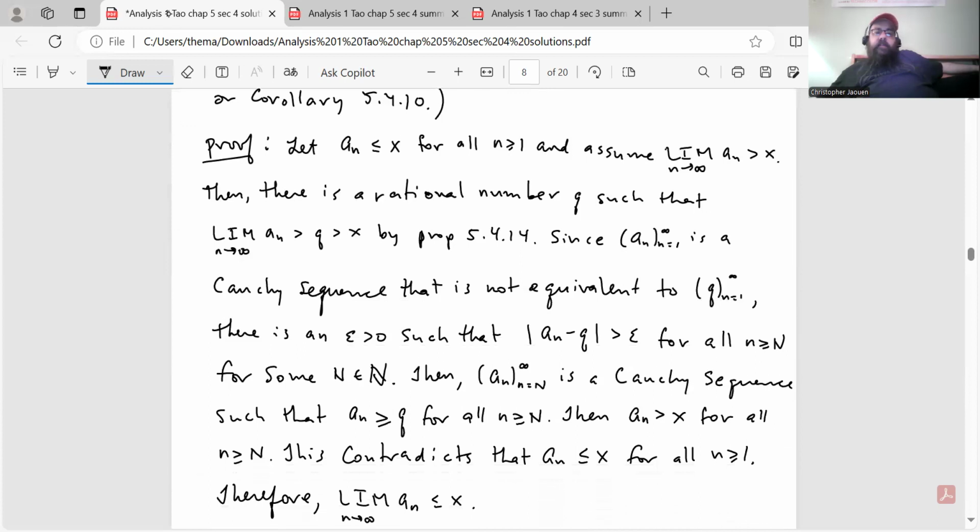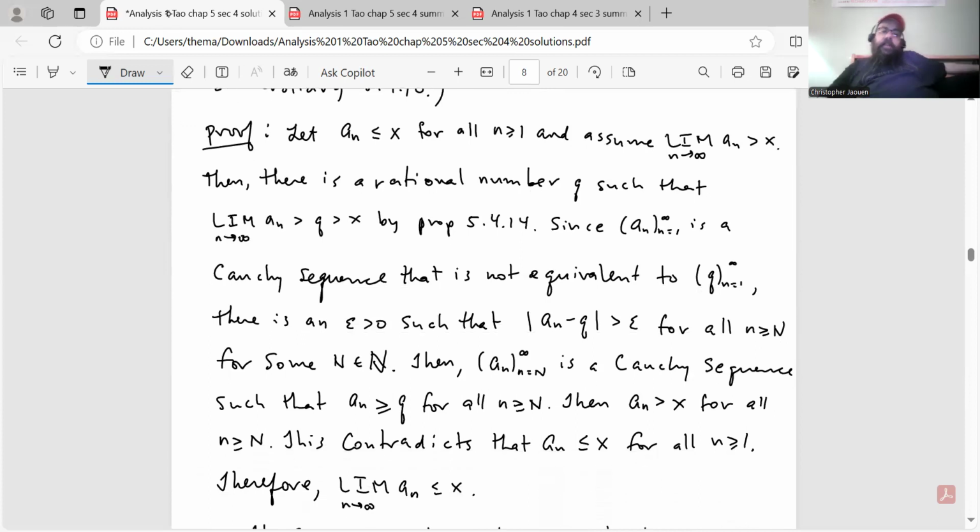Right, so here's my proof. Let a_n be less than or equal to x for all n greater than or equal to 1, and assume that the formal limit of a_n is greater than x. I'm doing this for contradiction. Then there's a rational number q such that the formal limit of a_n is greater than q, which is greater than x, by proposition 5.4.14. And since a_n is a Cauchy sequence, it is not equivalent to the constant Cauchy sequence where all the terms are just q.